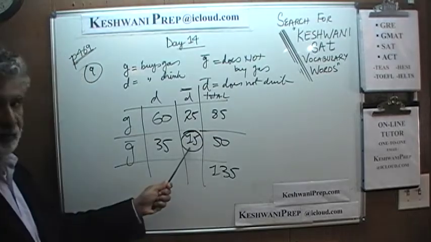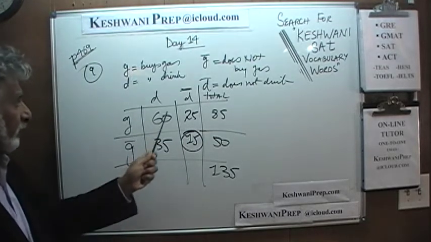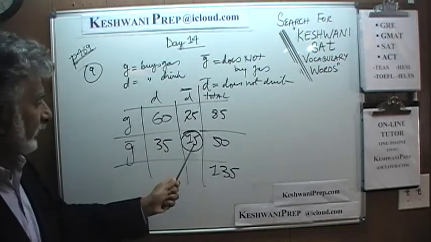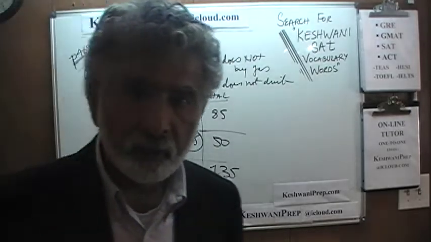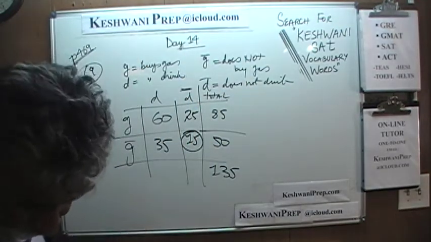This 15 represents the people who did not buy the drink and did not buy the gas. Well, if they did not buy the gas and did not buy the drink, then what were they there for? Obviously, they came in to buy something else. We are not interested in that. I'm making too much fuss about it. Let's just ask the question.